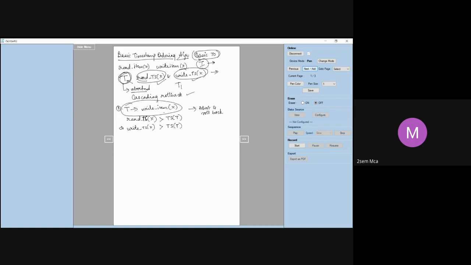This should be done because some younger transaction with a timestamp greater than TS of T has already read or written the value of item X. That is why you would be violating the timestamp ordering.